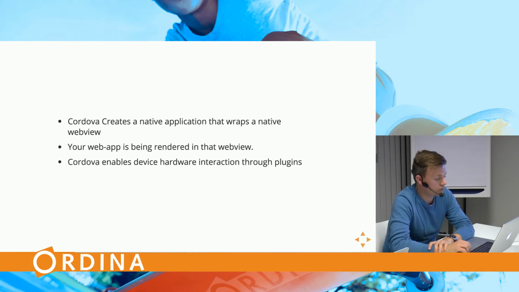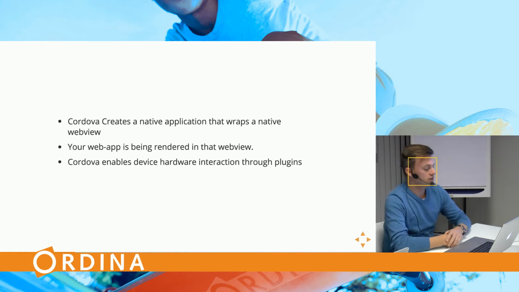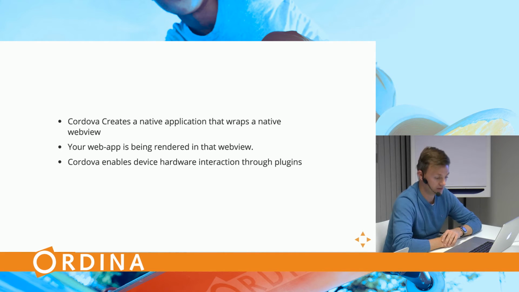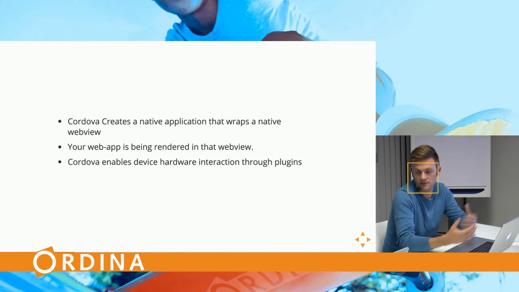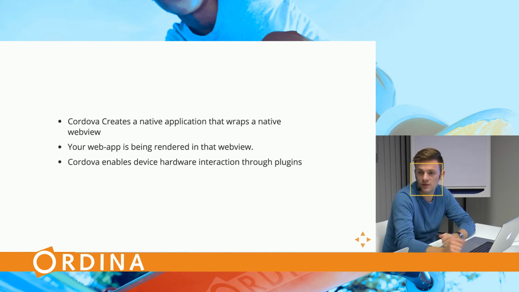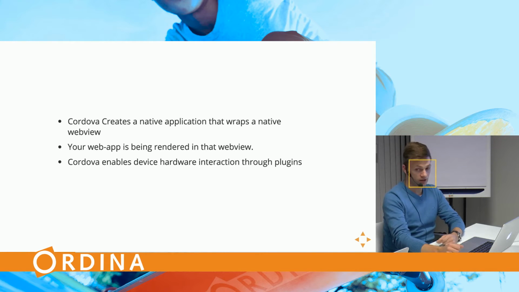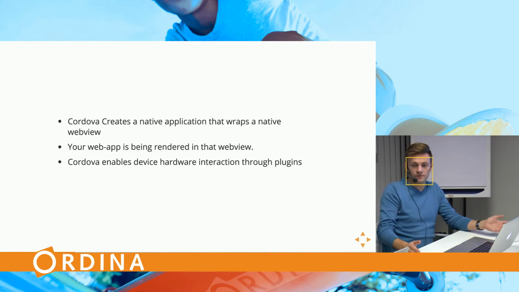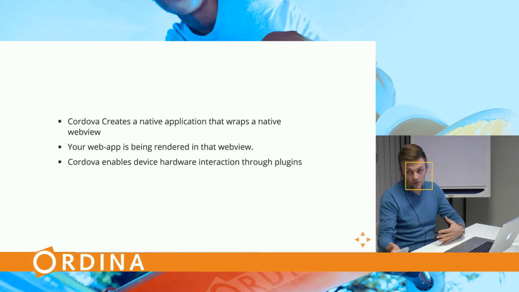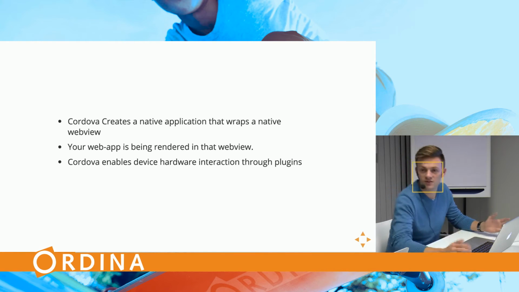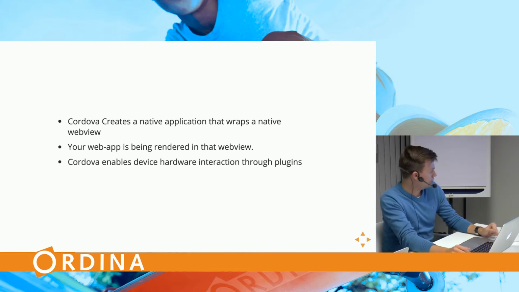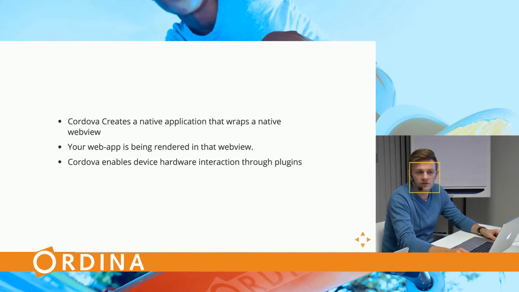What is Cordova? Well, Cordova is the tool that we use that will create our native application. So it basically wraps a native web view in a native application, and then it renders your web application in that web view. And Cordova also enables you to interact with device hardware. Through the Cordova plugin system, you can interact with basically anything the device offers, and there are a lot of popular plugins, like to interact with the camera, or to interact with a SQLite database, or to interact with secure storage. So everything you do normally through Ionic 2 is largely with Cordova plugins.